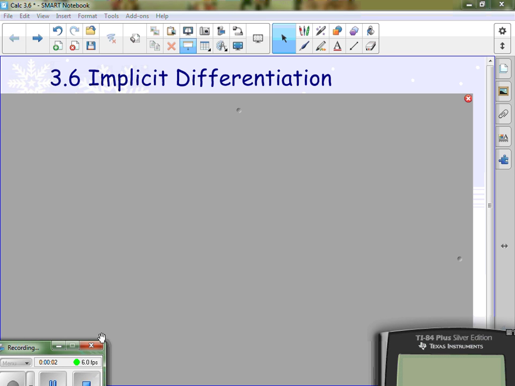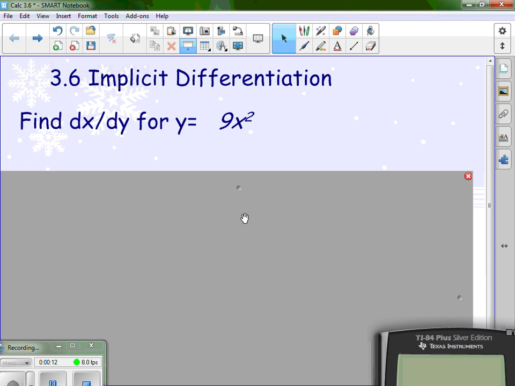All right, today we're starting 3.6, implicit differentiation. Say that 5 times fast. All right, I really didn't think you would, but that'll work too.